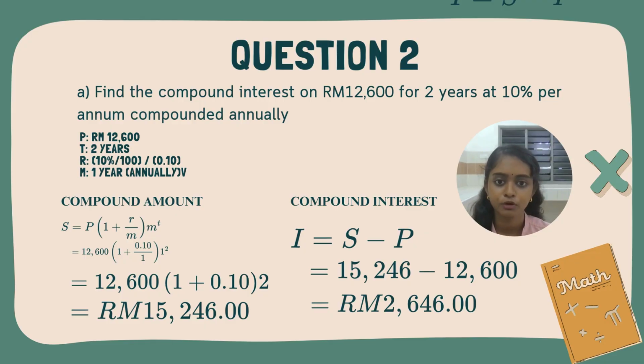Question 2. Find the compound interest on RM 12,600 for 2 years at 10% per annum compounded annually. Compound amount S equals P times (1 plus R divided by M) to the power MT. So you substitute the amounts given in the question. So you get RM 15,246. Compound interest I equals S minus P. So you get RM 2,646.